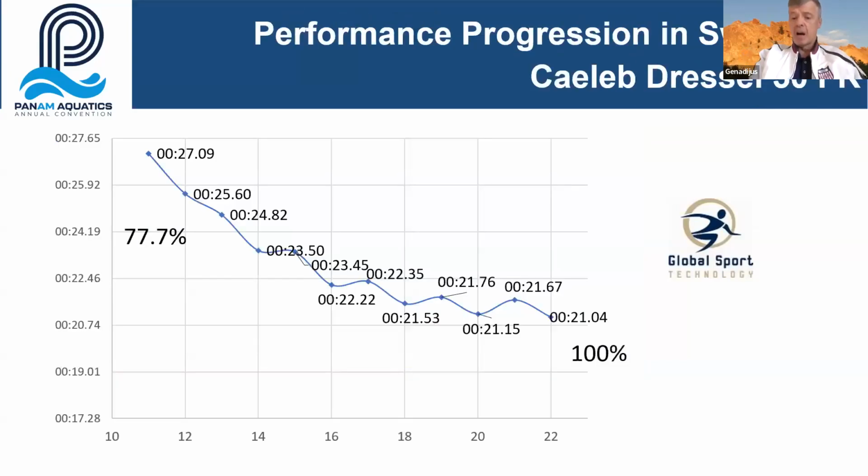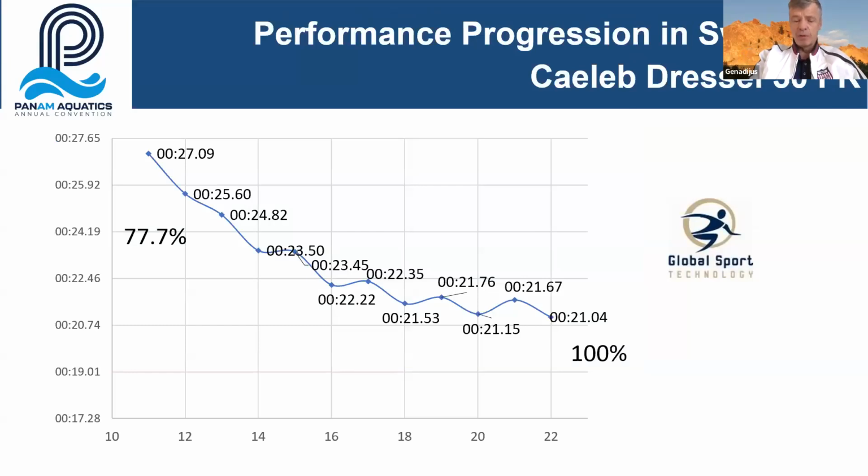So let's analyze how athletes improve in their performances. As an example, here is Caeleb Dressel, who still holds the world record over 100 butterfly, and is obviously one of the best sprinters in the world, especially a few years ago when he broke several world records as well.